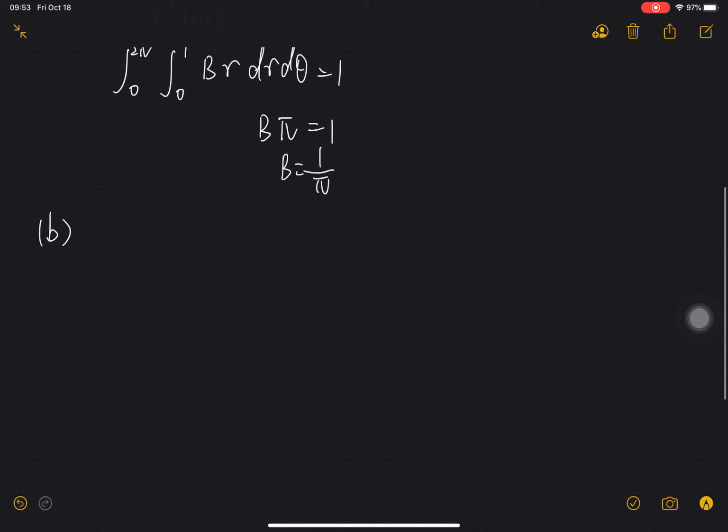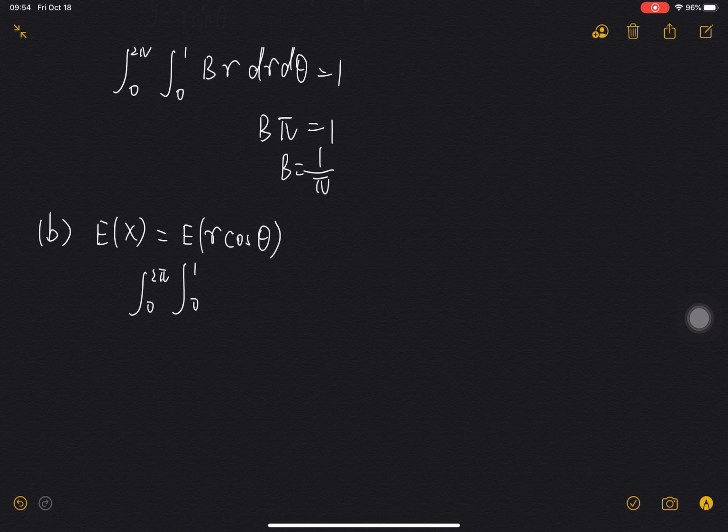Alright, question 2. We need to find a bunch of expectations. There are conditional expectations and the original expectations. So first, let's find the expectation of x. In polar coordinates, the expectation of x is the expectation of r times cosine theta. So the equation is like this: r times cosine theta times b, which is 1 over pi, r dr d theta, and the result is 0.